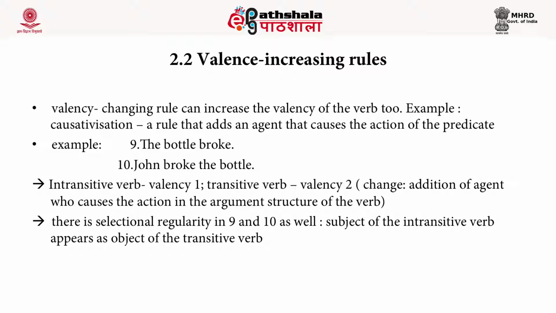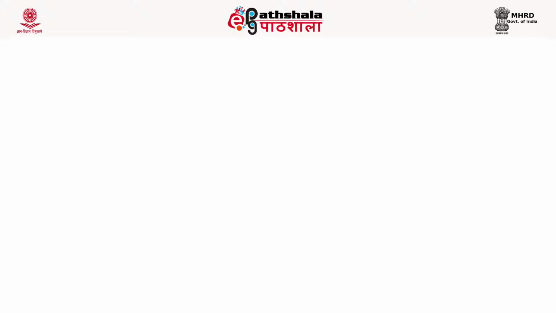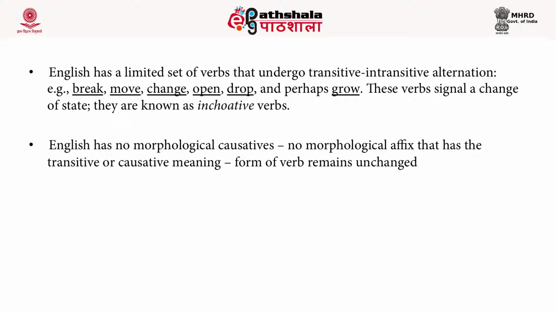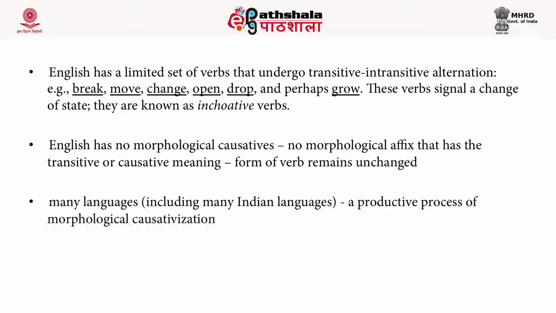There is a selectional regularity in 9 and 10 as well. Subject of the intransitive verb appears as the object of the transitive verb. English as a language has a limited set of verbs that undergo this transitive-intransitive alternation. These verbs include verbs like break, move, change, open, drop, and perhaps grow. All these verbs talk about a change of state, and they are given a label, that is inchoative verbs.